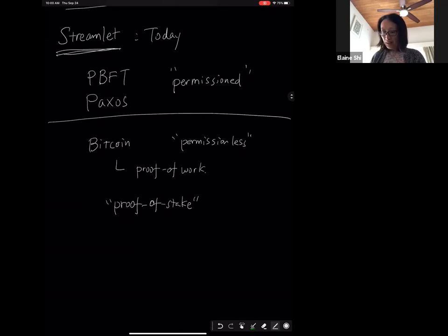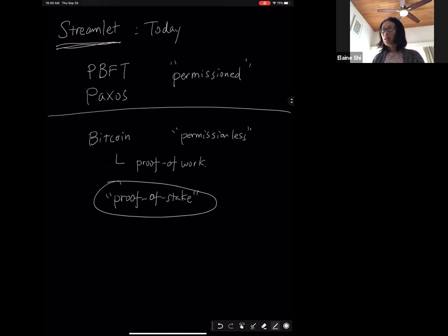But the interesting thing is that when you look at proof of stake, and how this type of consensus protocols are constructed, they actually rely on permissioned consensus.